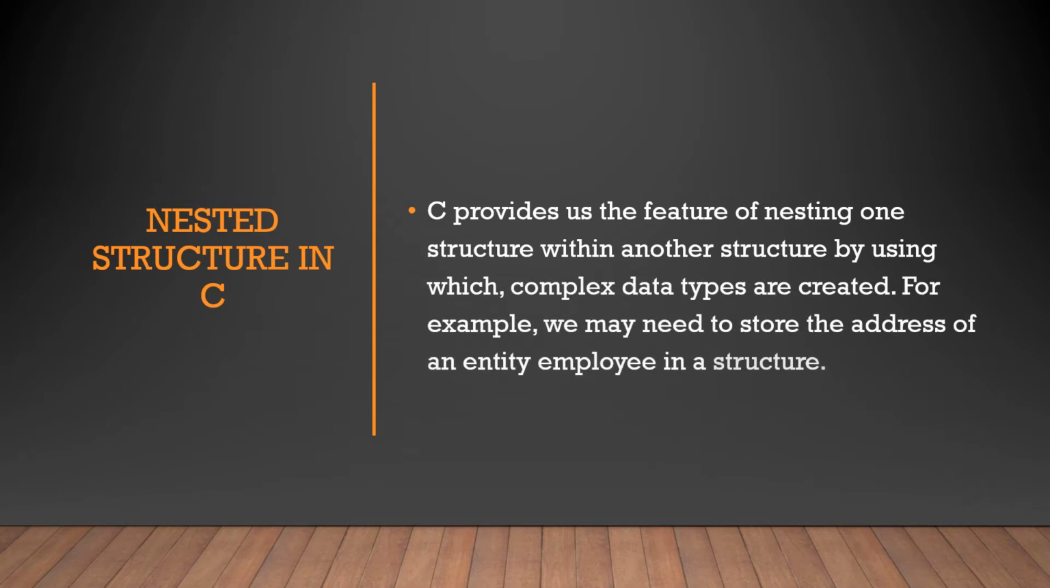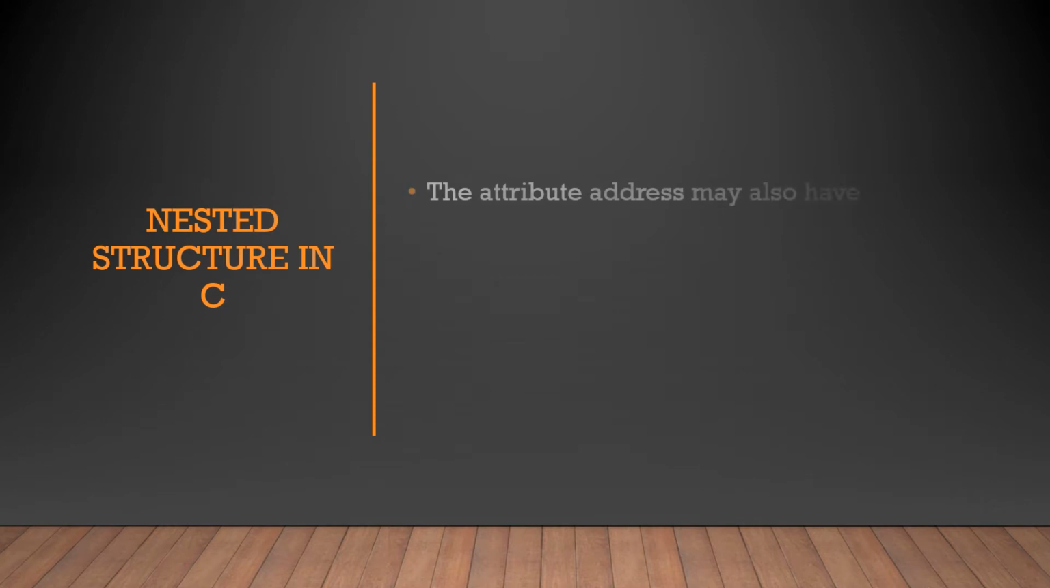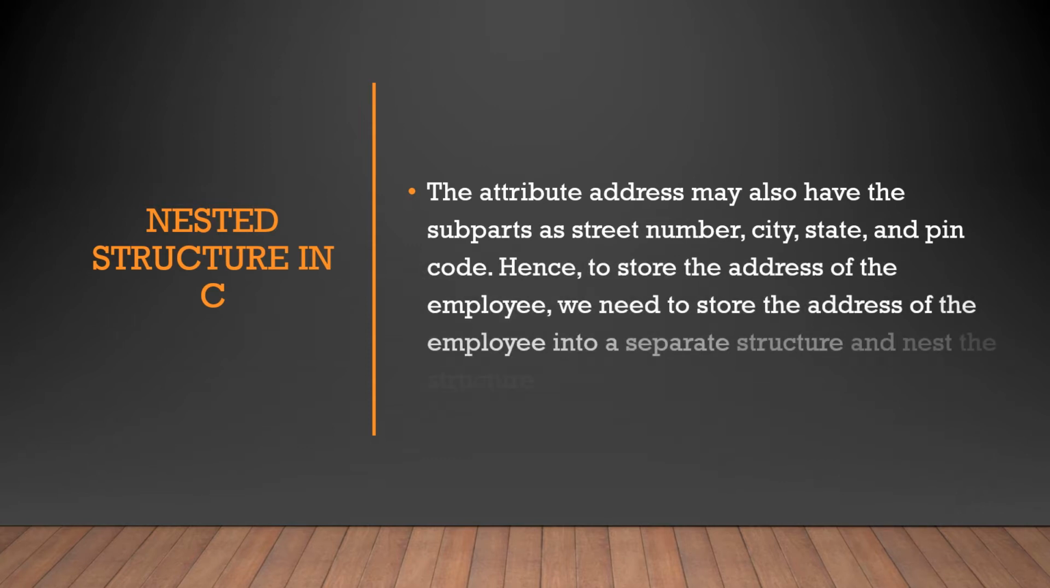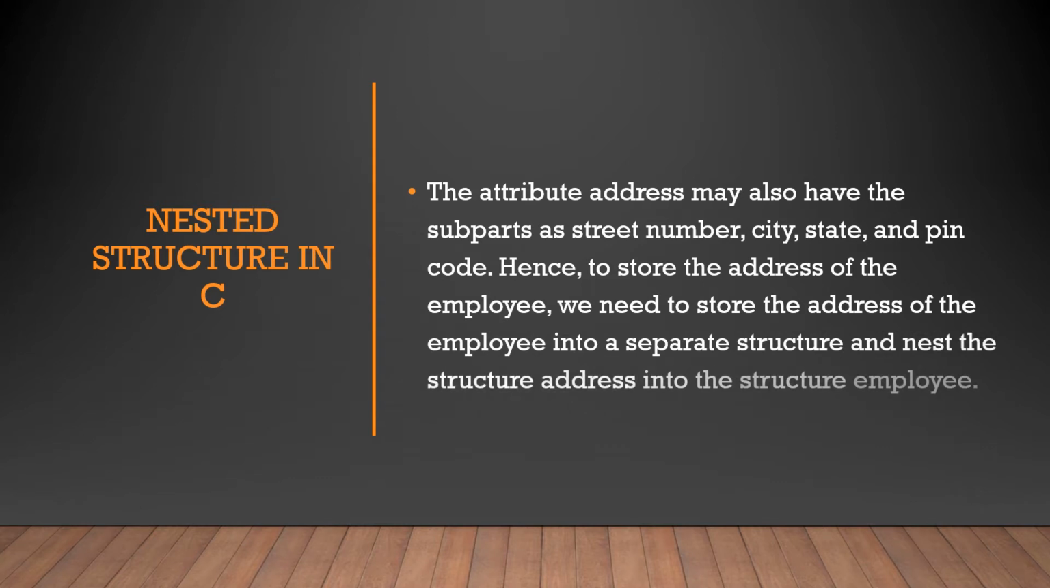For example, we may need to store the address of an entity employee in a structure. The attribute address may also have subparts such as street number, city, state, and pin code. Hence, to store the address of the employee, we need to store the address in a separate structure and nest the structure address into the structure employee.